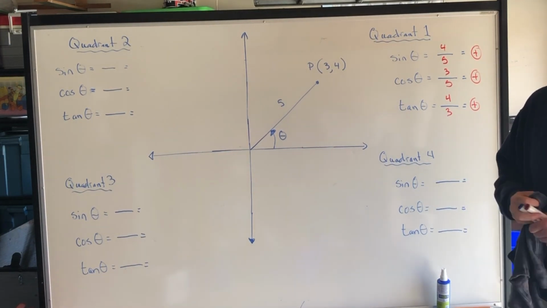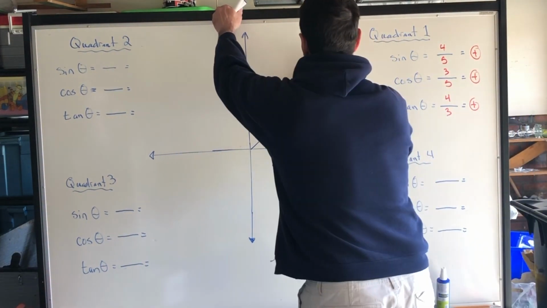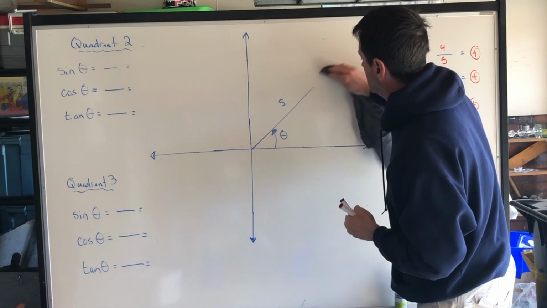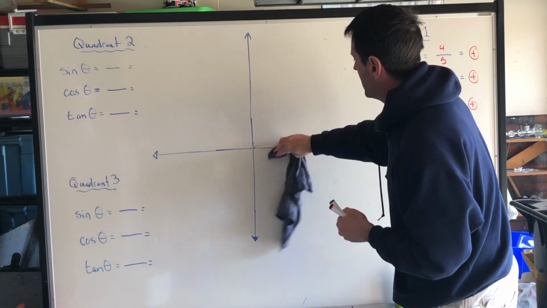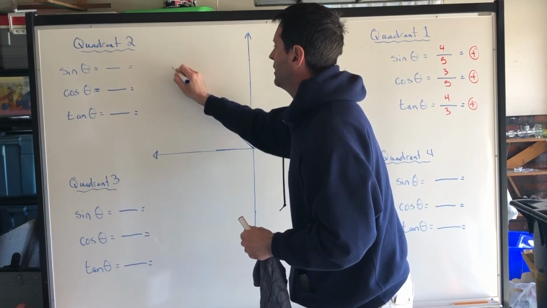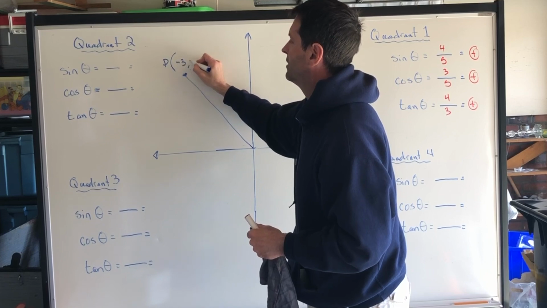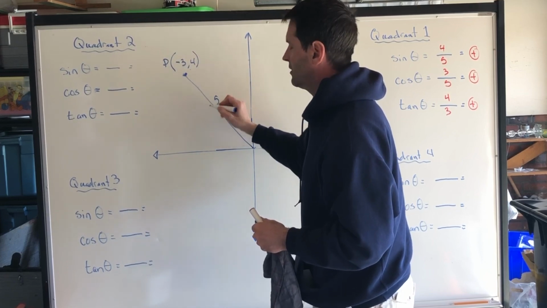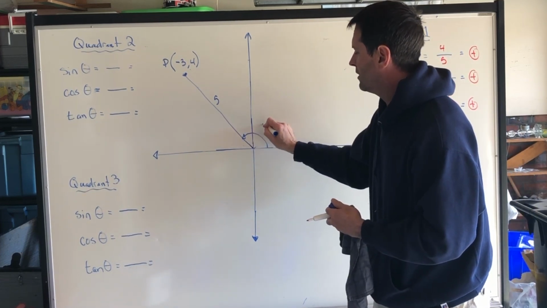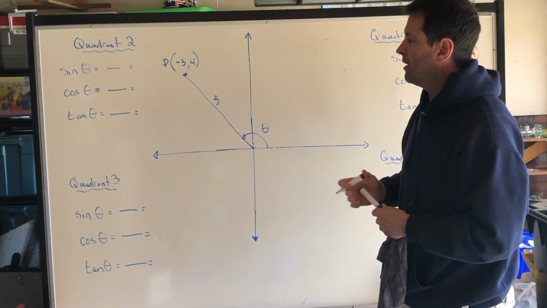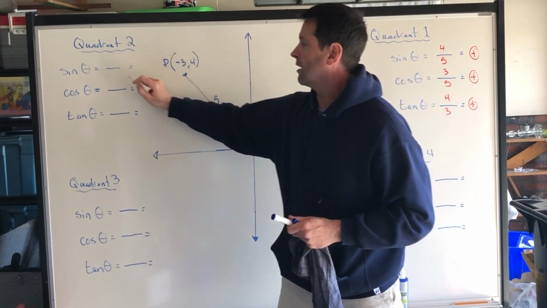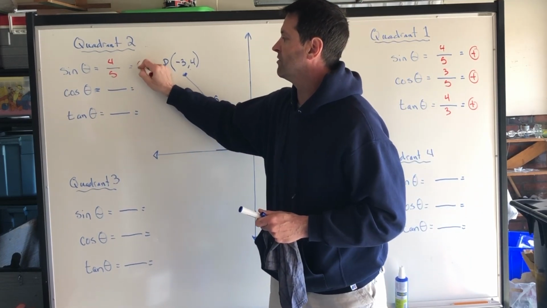Now what about if the terminal arm is in quadrant 2? For example, we'll just reflect this terminal arm through the y-axis. Point P, that would be at negative 3 and 4. And the value of R is 5. I'm trying to find the sine and cosine values for that angle in standard position. The sine, once again, that's y over R. Positive 4 over 5, that's a positive value.